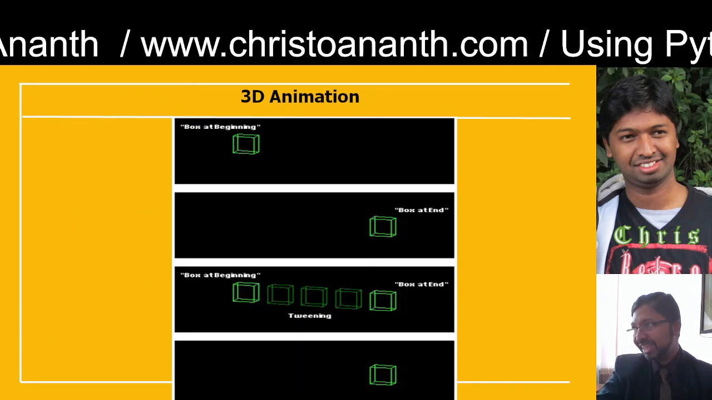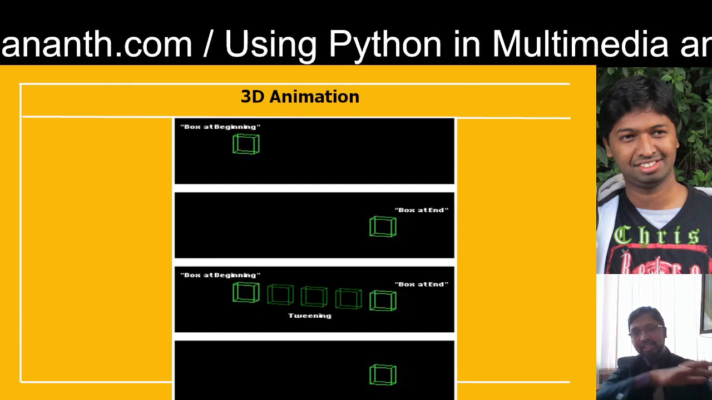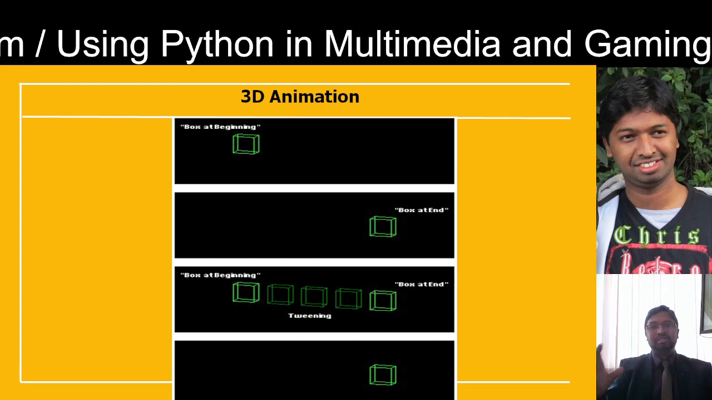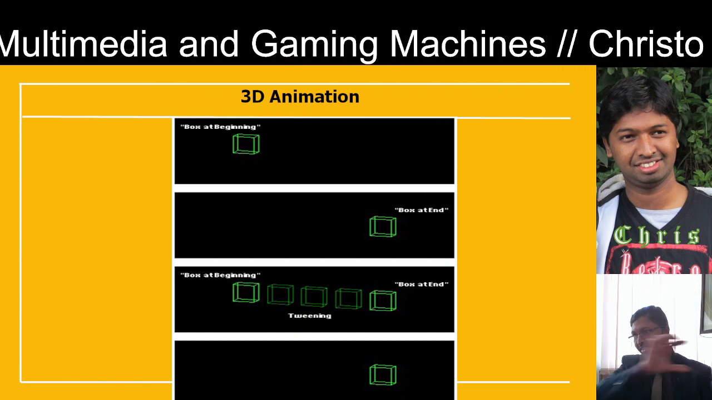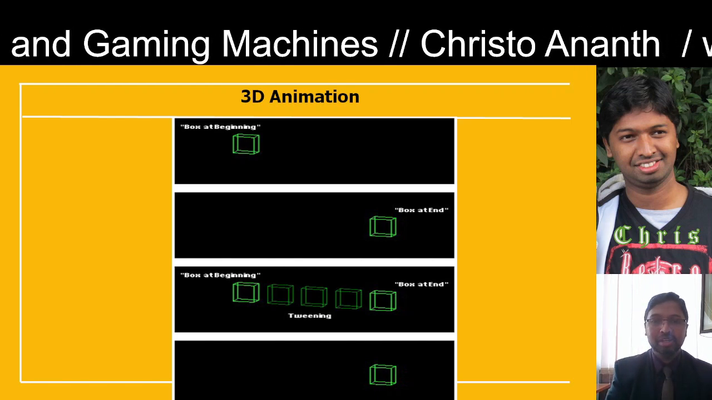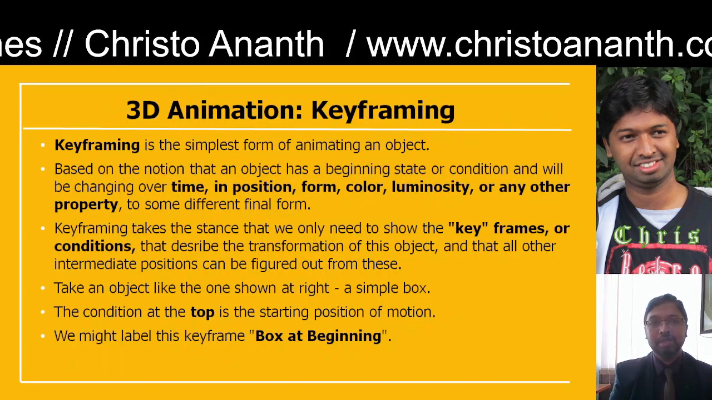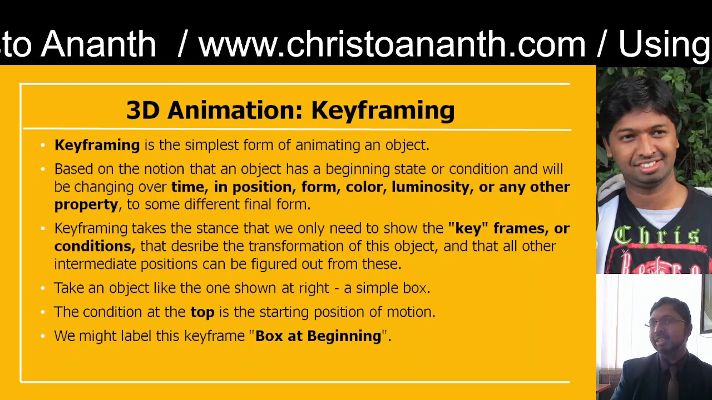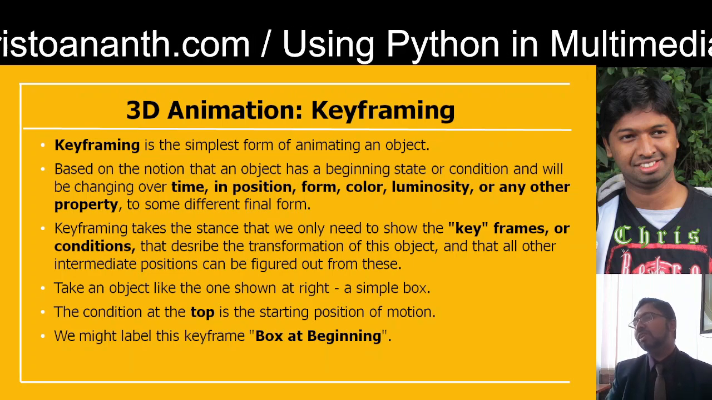So this is the 3D animation I'm talking about: box at the beginning, box at the end, in-between tweening. In the animation, you can see it will go like this. So this is keyframing. It's the simplest form of animating an object, based on the notion that the object has a beginning state or condition and will be changing over time.